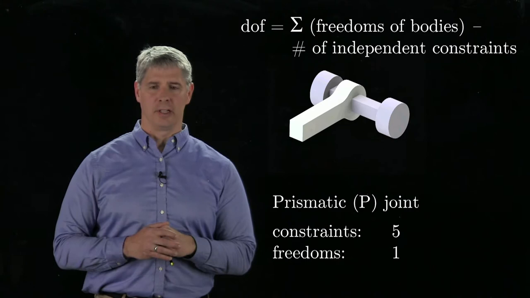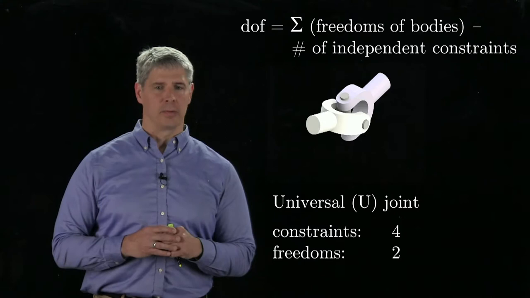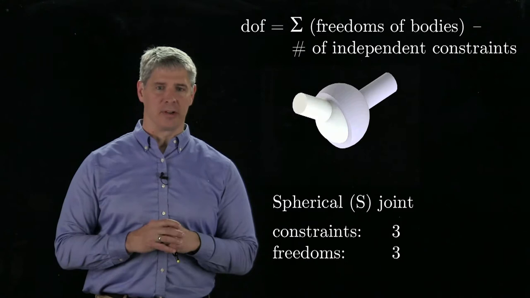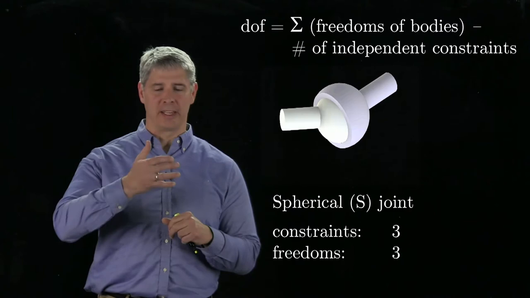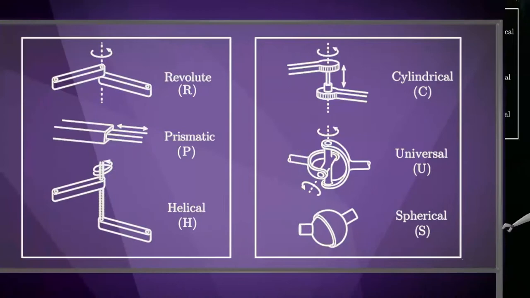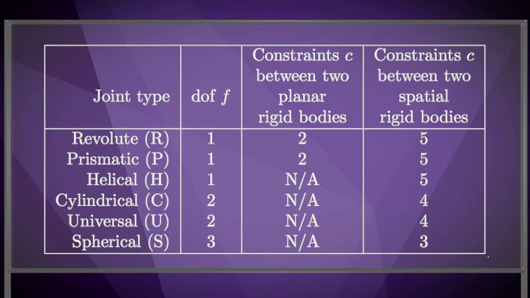We can also have joints with more than 1 degree of freedom, like the universal joint, which has 2 degrees of freedom. The spherical joint, also called a ball and socket joint, has 3 degrees of freedom, the 2 degrees of freedom of the universal joint plus spinning about the axis. This table summarizes the previous 4 joints plus 2 other types of joints, the 1 degree of freedom helical joint and the 2 degree of freedom cylindrical joint. In the table below, we have the number of degrees of freedom of each joint, or equivalently, the number of constraints between planar or spatial bodies.